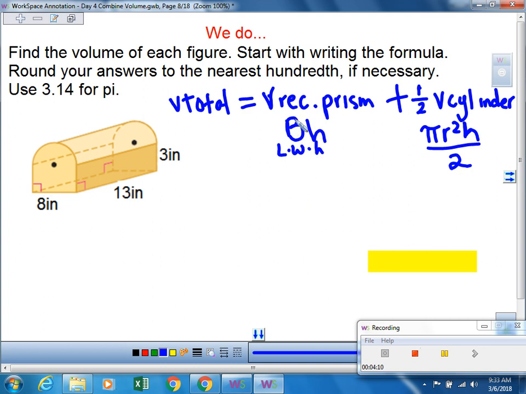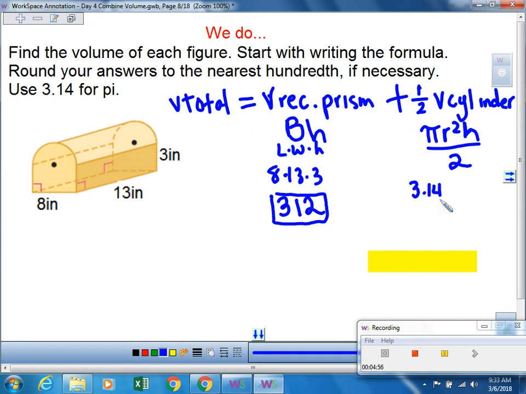So you have to write this first sentence and then the formula. Now, let's just work on the prism first. So we're just going to take 8 times 13 times 3. What's 8 times 13 times 3? 312. I'm going to box that in. I'm not going to label it. You don't have to label until your final answer. And I'm going to box that in to let me know that my volume for the rectangular prism is right here.